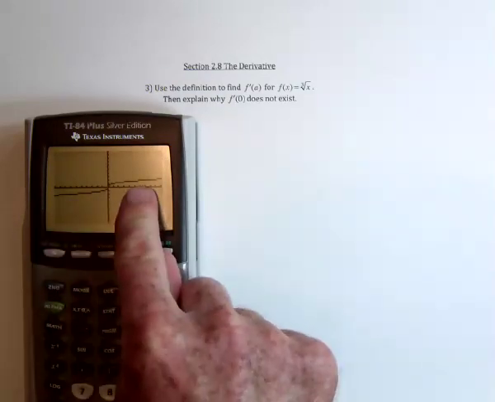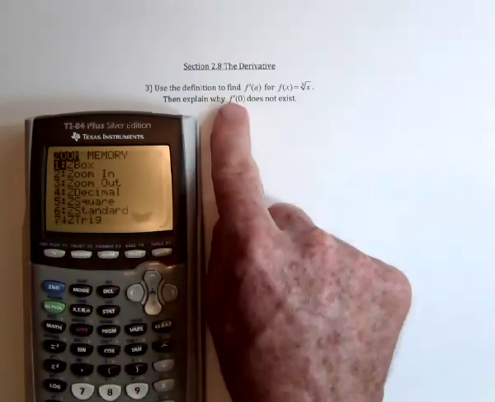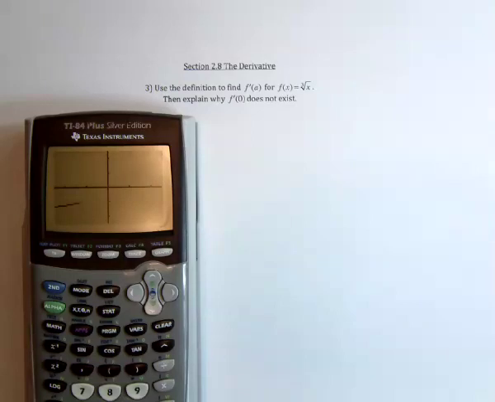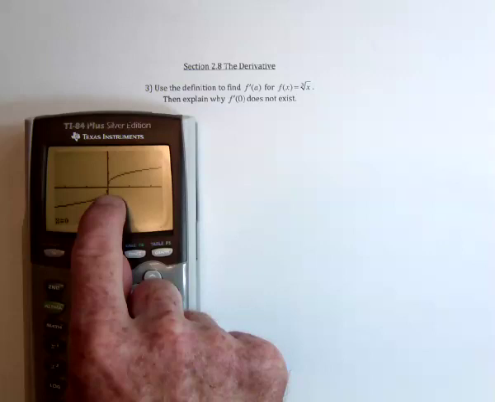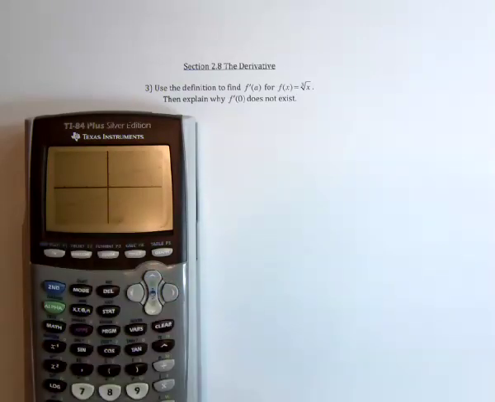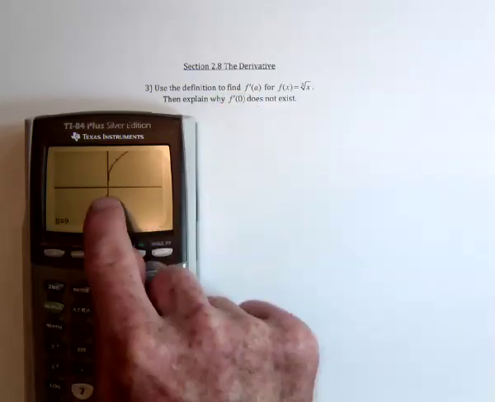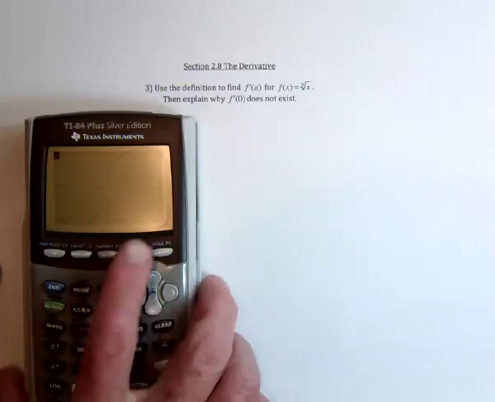So it's completely continuous, that's not a problem. But if you zoom into the origin, because the question is asking about at the origin, you'll see that the function ever so briefly at the origin looks like it goes vertical. And vertical lines have no slope. And since the derivative is the slope of a tangent line, if it's vertical, it has no slope. So that's one reason the derivative doesn't exist.